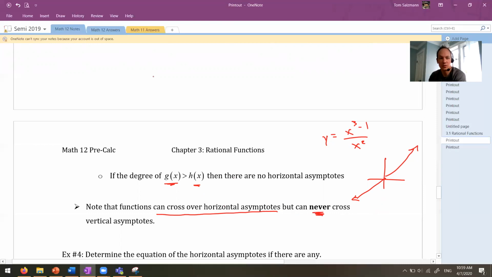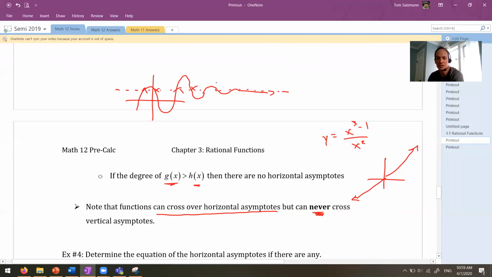So it's definitely possible to have a situation where a function oscillates back and forth, but then it's finally going to level off. That means that this point here would be the horizontal asymptote, and it can cross a horizontal asymptote as many times as it wants, but it will never ever cross a vertical asymptote.